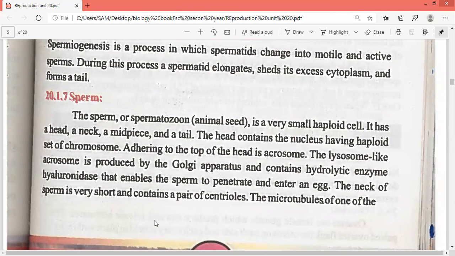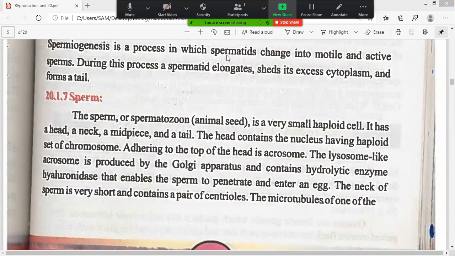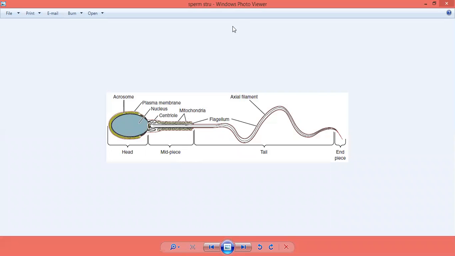Now, what is sperm? Let me share a screen. As you can see in this diagram, we have the head of the sperm, the mid piece of the sperm, the tail of the sperm, and the end piece of the sperm, right?